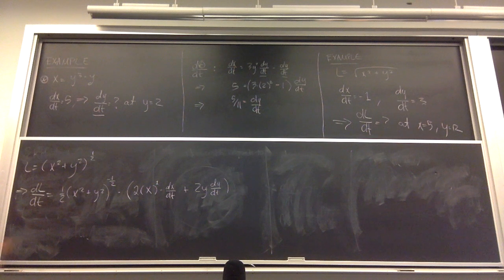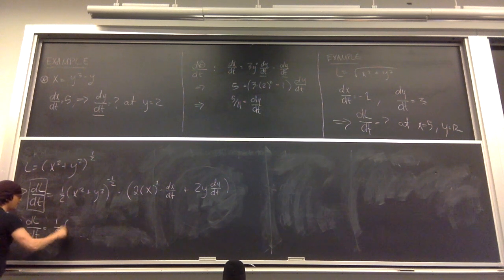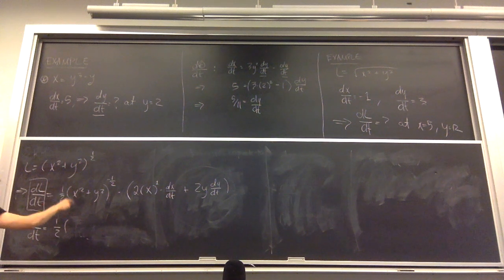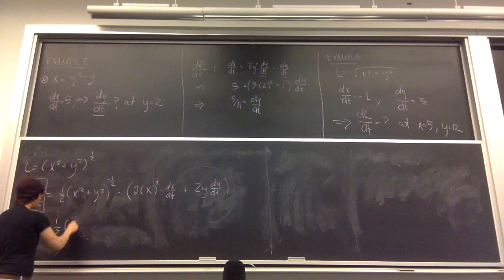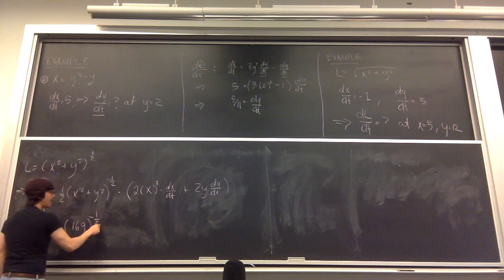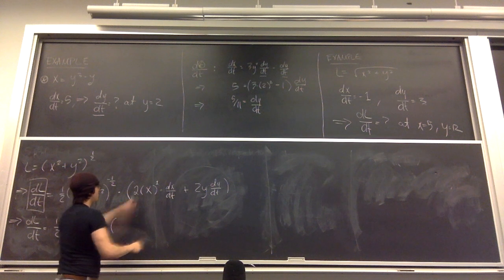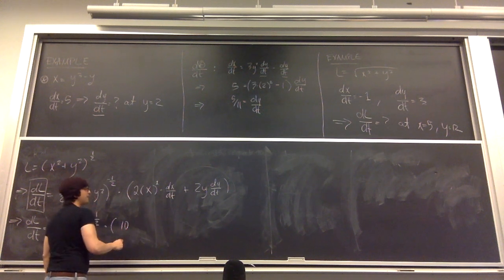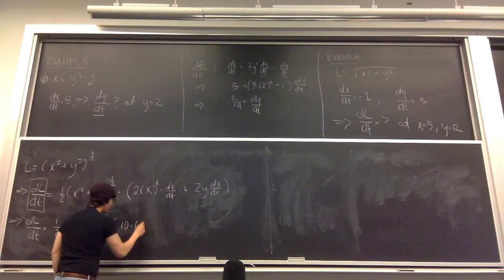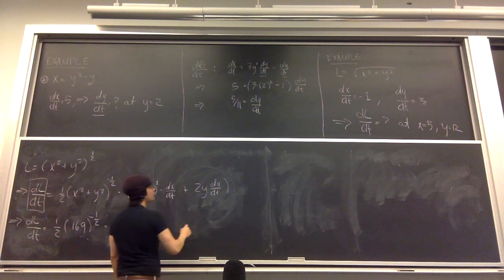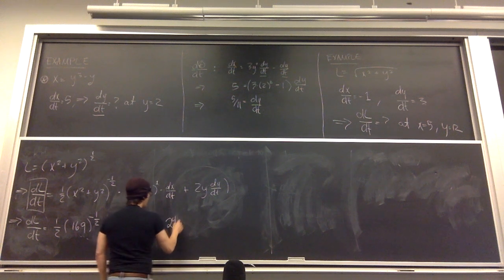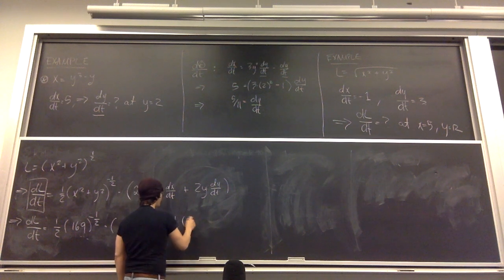OK, so what do we want? Well, they said they want dy/dt, or dl/dt. That's this that I'm trying to isolate. So let's just go ahead and throw in our values. So this implies that dl/dt is equal to what? 1/2, what were the values? 5 and 12? So it's 25 plus 144, that's 169 to the minus 1/2 multiplied by 2x, so that's 2 times 5, that's 10. dx/dt was what? Minus 1. And then we get a 2 times 12, that's 24. And then dy/dt was 3.